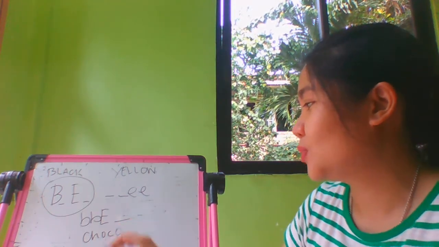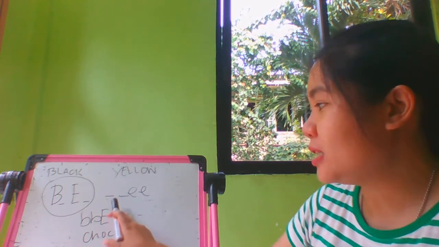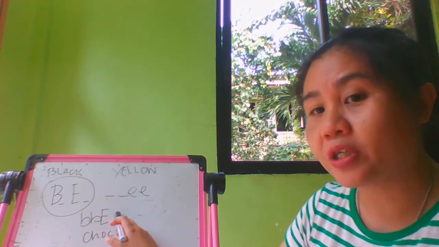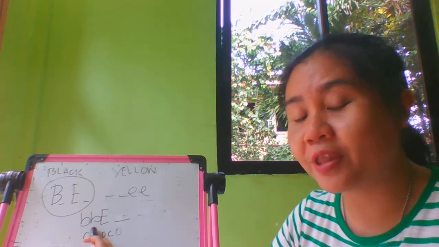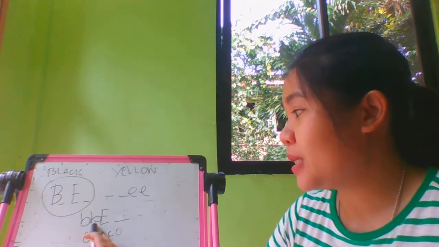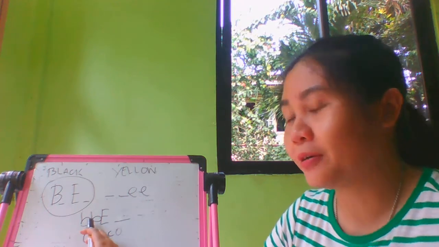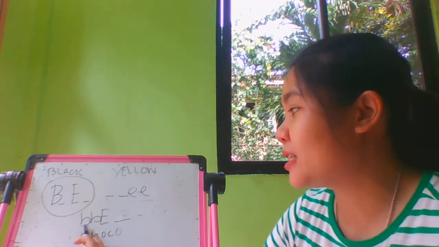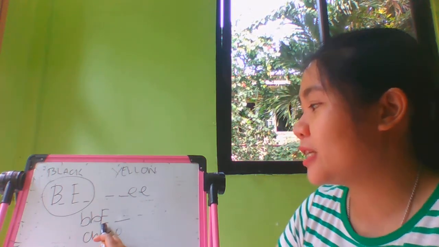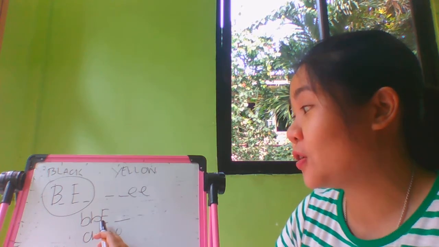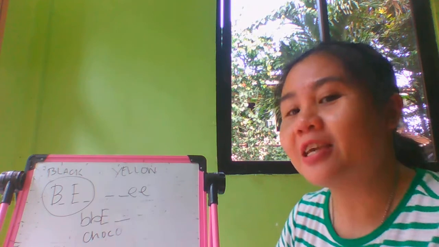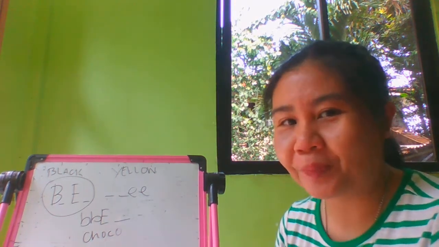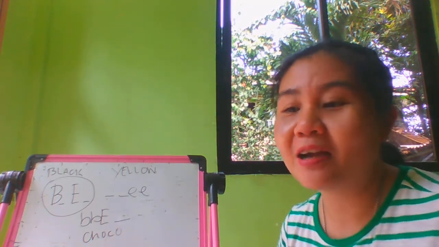For chocolate, regardless if this is a big E or a small E, as long as the pigments for the blackness are recessive, and there is a dominant trait of the extension of color, that is a chocolate Labrador. I hope you understand the mnemonics.